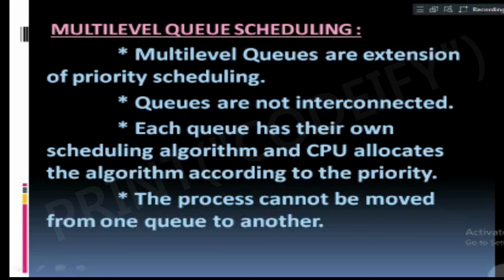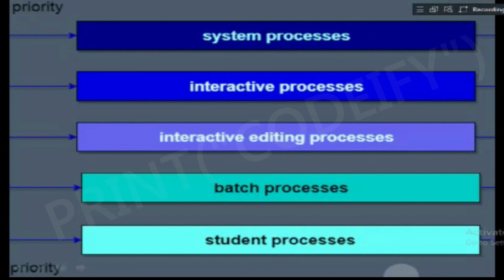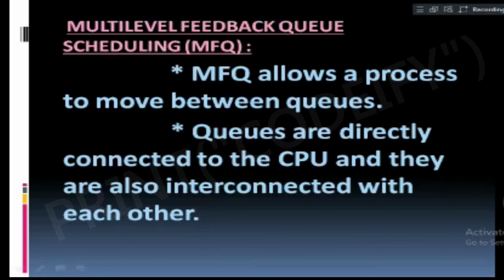It is an extension of priority scheduling. Here, queues are not interconnected. Each queue has its own scheduling algorithm and the CPU allocates the algorithm according to the priority. The process cannot be moved from one queue to another.